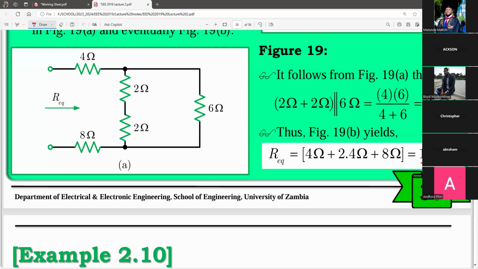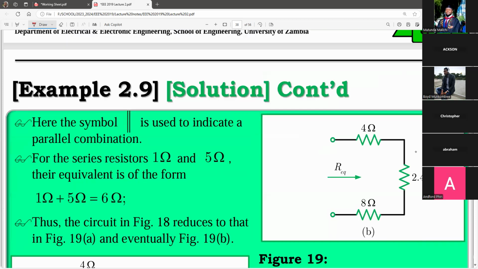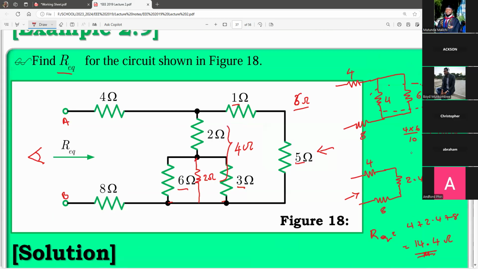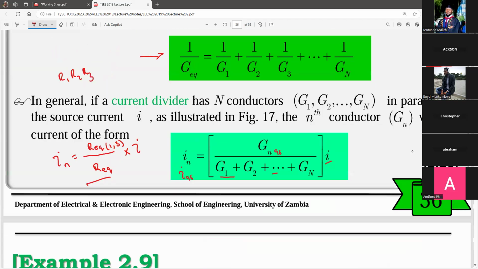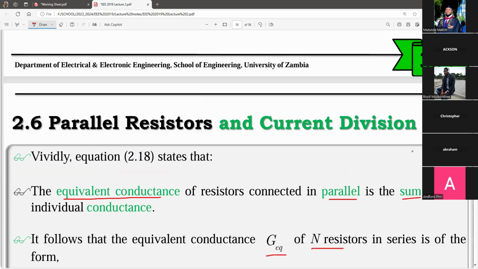Yes, Axon. Are you able to go through the example? Just repeat again. I'm lost. I'm unable to follow, especially starting from the value of 6. Just go a bit up. Yeah, there. Starting from 6. Where you got the 6. Where I got 6, you mean? Yeah, the 6.